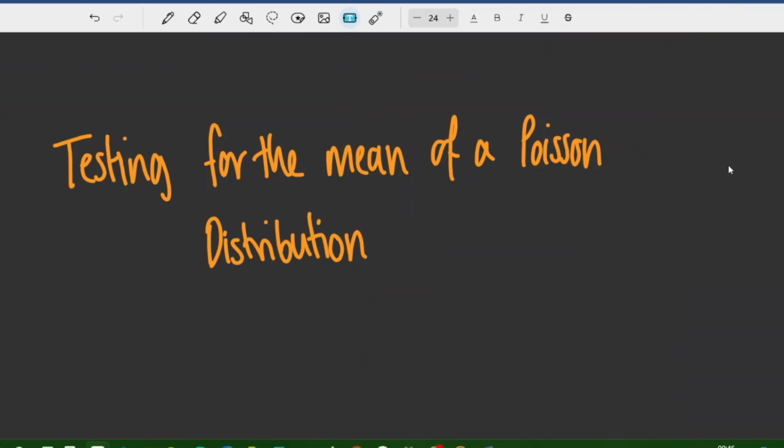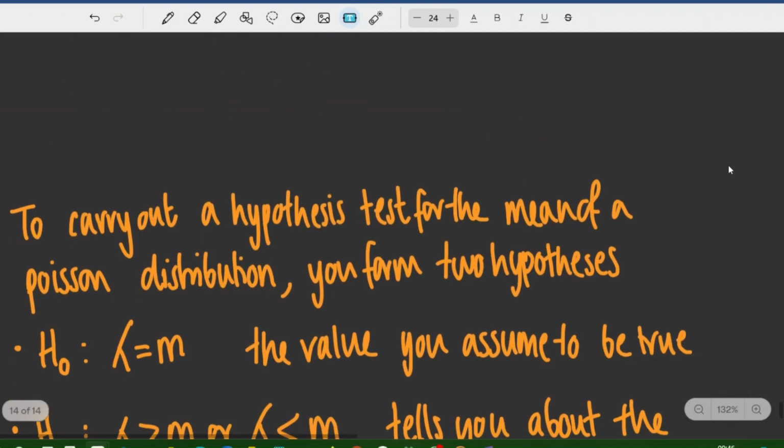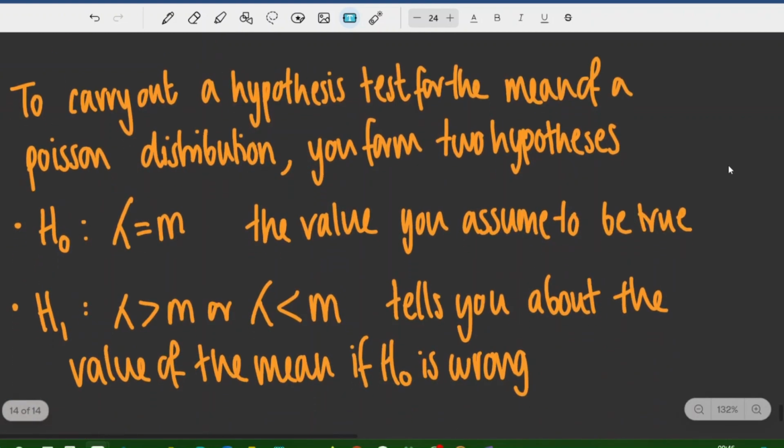In this video, I'm going to be walking through how you can test for the mean of a Poisson distribution. To carry out a hypothesis test for the mean of a Poisson distribution, you form two hypotheses: H0, where lambda equals m, which is known as the null hypothesis, and this is the value that you assume to be true, or H1, which is the alternative hypothesis, and this tells you about the value if the mean of the null hypothesis is wrong.